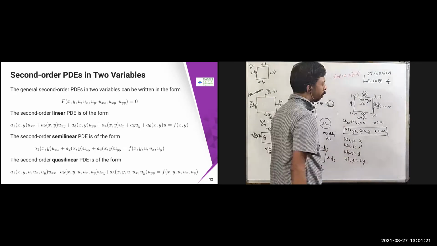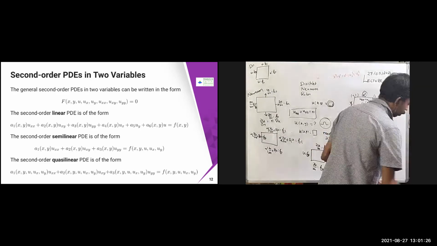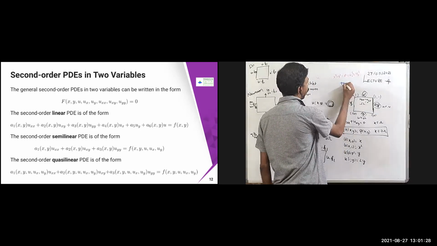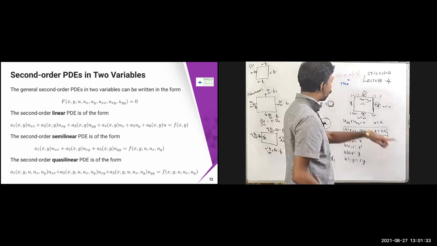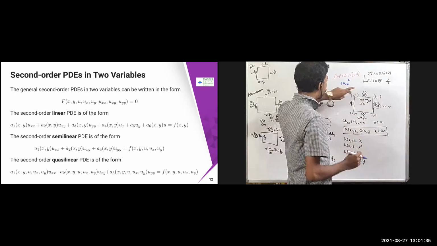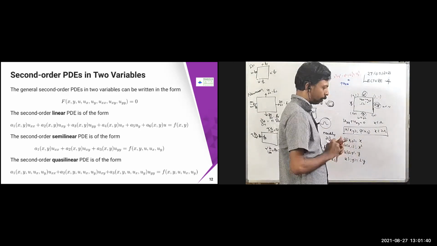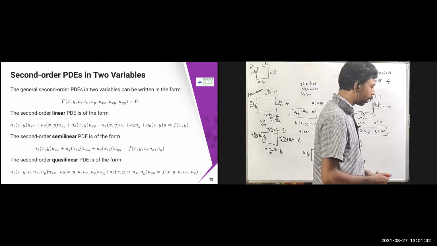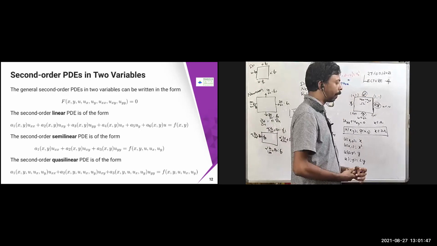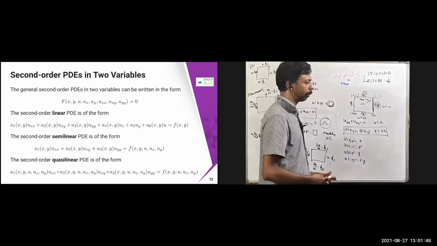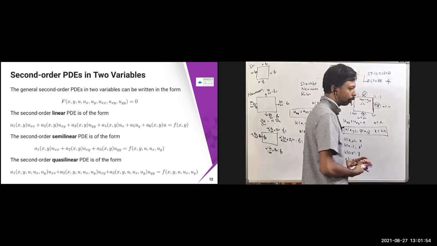The right hand side can be this way, but it should not be like this: uxx should not be here, uxx square should not be here. It should be a function of up to the previous derivative. Whatever the highest derivative is, up to the previous derivative can be on the right hand side. Here the highest derivative is 2, a second order PDE, therefore the leftover terms up to first order can be on the right hand side.